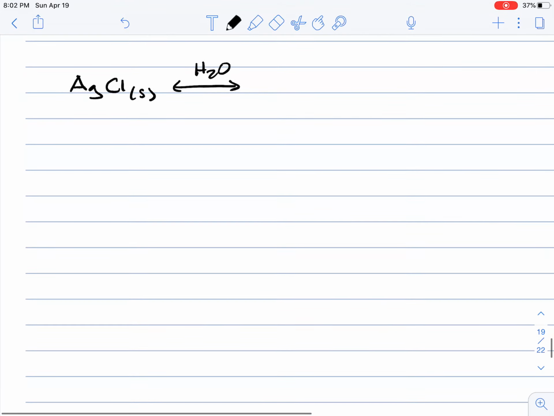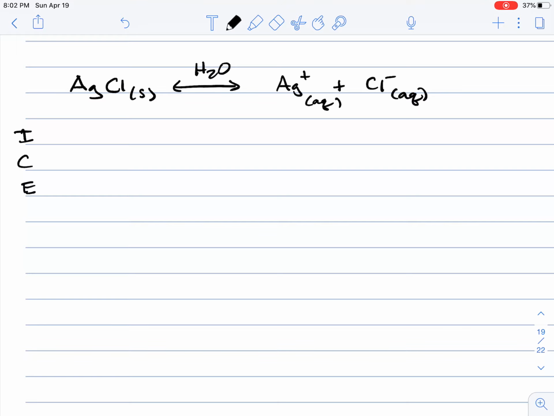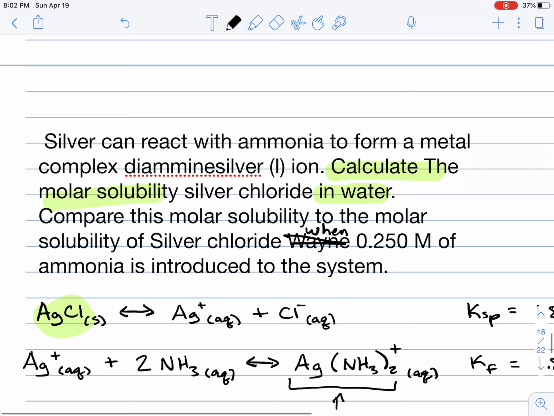And we know that when we have this in water, we're going to produce its ions, Ag+ and Cl-, aqueous. And we can go ahead and represent this equilibria using the ICE table. So we're not given any initial amounts in our problem. We simply want to determine the molar solubility of this substance in water.